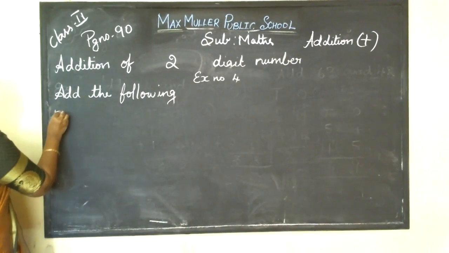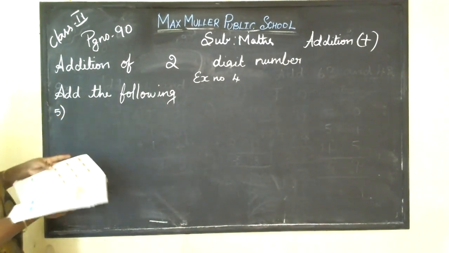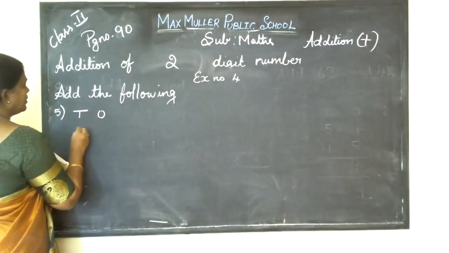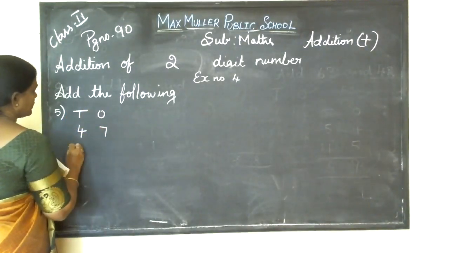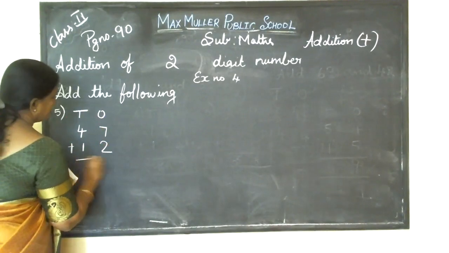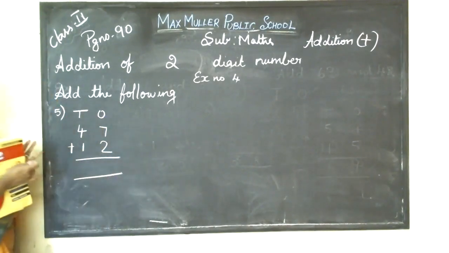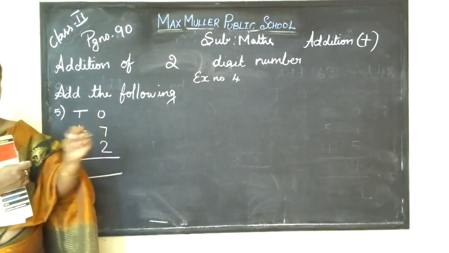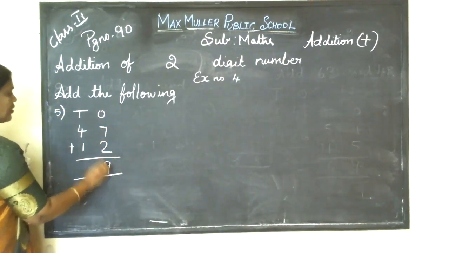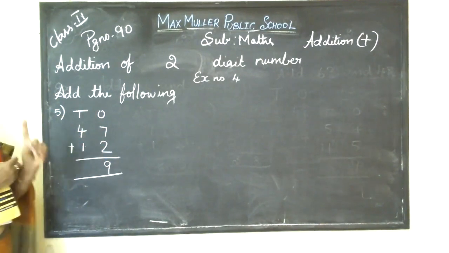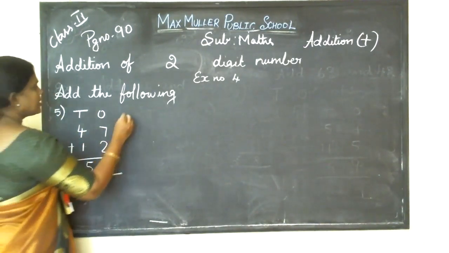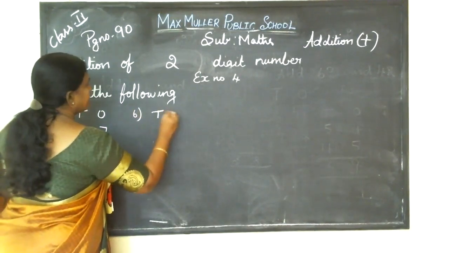Fifth one, 47 plus 12. 7 plus 2. 7 in the mind, 2 on my finger. After 7, 8, 9. 4 plus 1, 4 in the mind, 1 in the finger. After 4, 5.